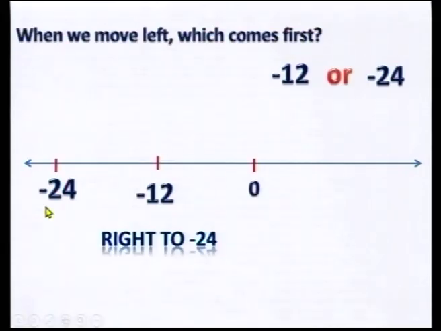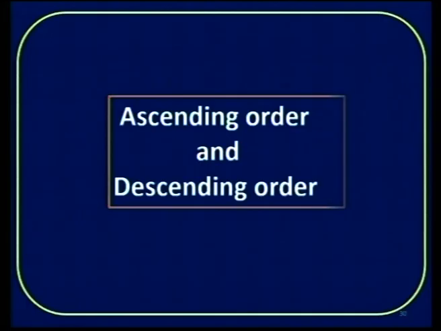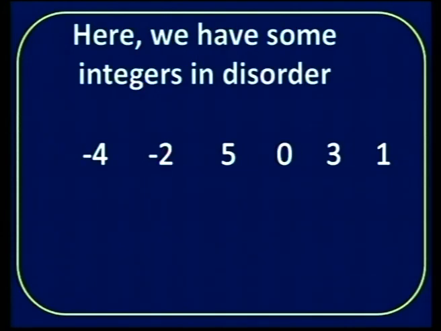So from this what you can understand? Minus 12 is right side to minus 24. Whenever a number is right side to any other number, we say that it is greater than. Okay children, now from this what you can understand? Minus 12 greater than minus 24. Now let us understand how to write integers in ascending order and descending order. Here we have some integers which are in disorder, means which are not in order. What are the integers? Yes, it is minus 4, minus 2, 5, 0, 3, 1. Now what we have to do?